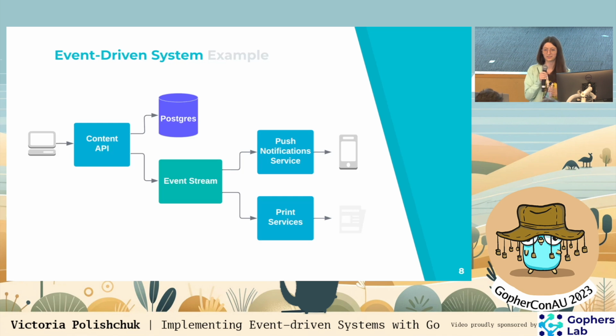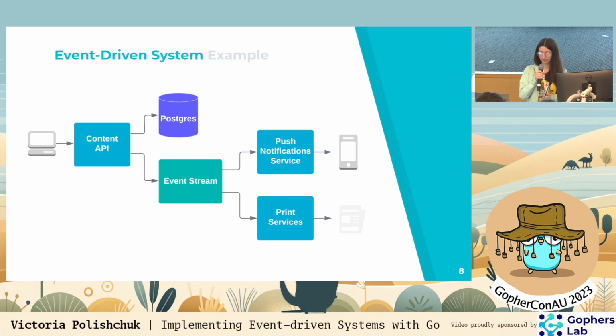So let's take a look at an example of this event-driven system. We can identify that we have a middleware here, which is an event stream, and we have a publisher, the content API, and on the other hand, we have subscribers: the push notification service and print services. So in this system, we have a client and content API that together form a content management system, or CMS. And subscribers are interested in certain events that happen in that CMS.